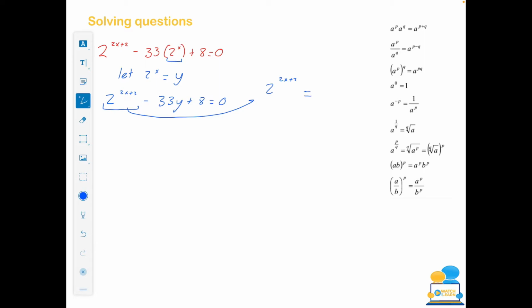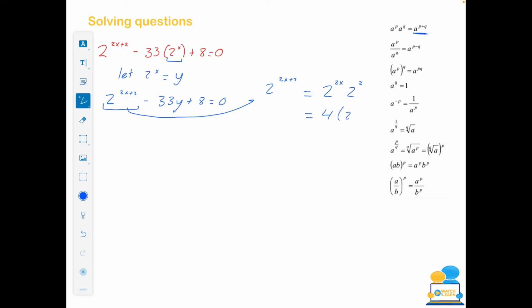So we have 2 to the power of 2x plus 2. Now really what we're going to do here is use some of our laws. We're going to use them backwards. Right now we have something that looks like this: a base with powers being added together. So we're going to go backwards and split it up. We're going to say that this is the same as 2 to the power of 2x multiplied by 2 to the power of 2.